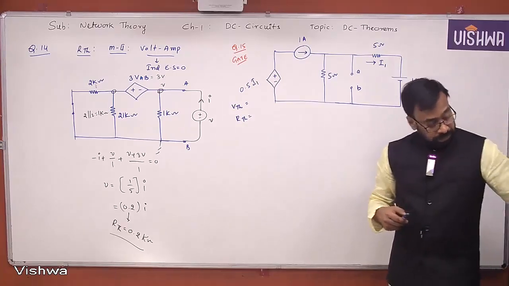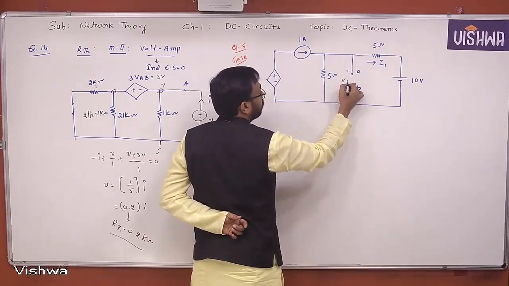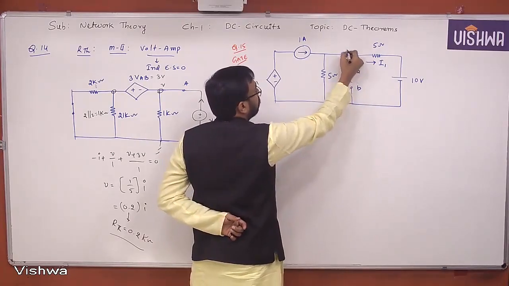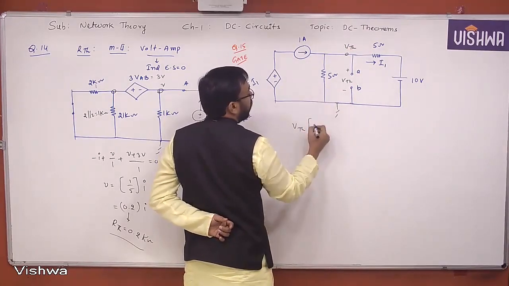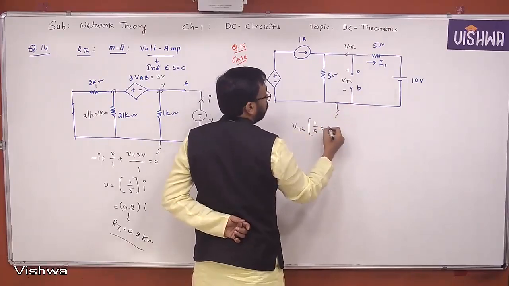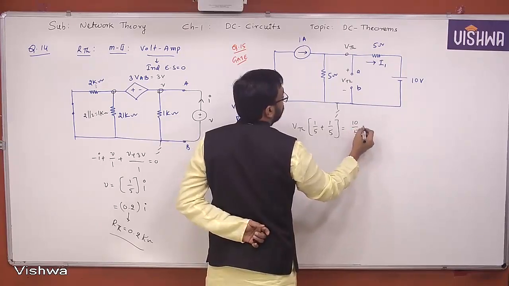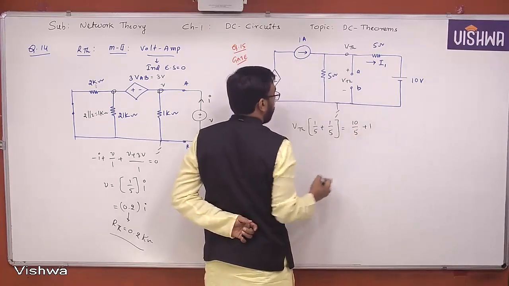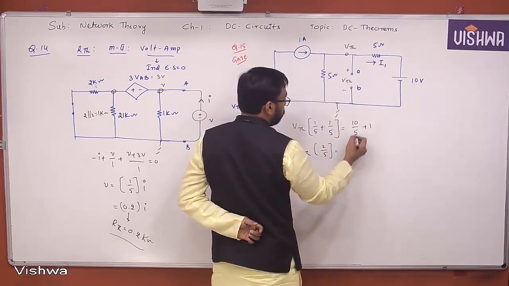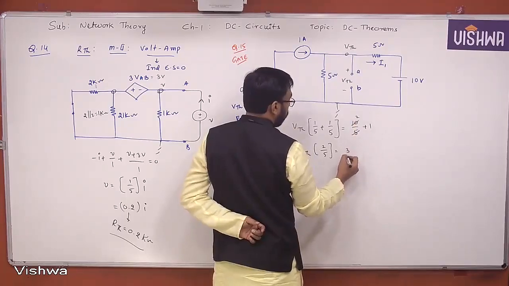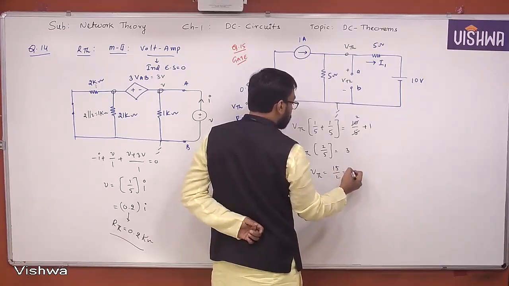VTH, let us find. This is VTH. VTH calculation, 1 by 5. I'm directly using inspection. 10 by 5. 1 ampere is entering, plus 1. So VTH, 2 by 5, 3. VTH is equal to 15 by 2, nothing but 7.5 volts.